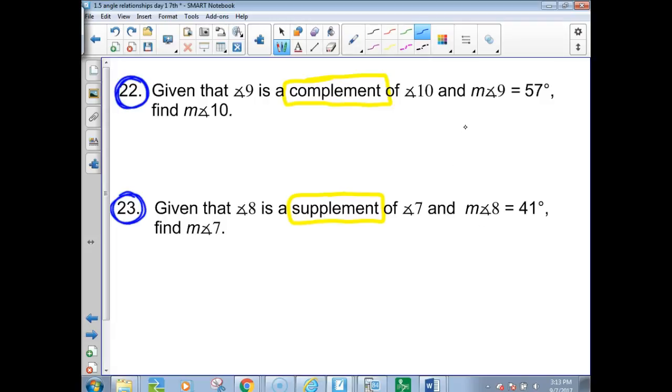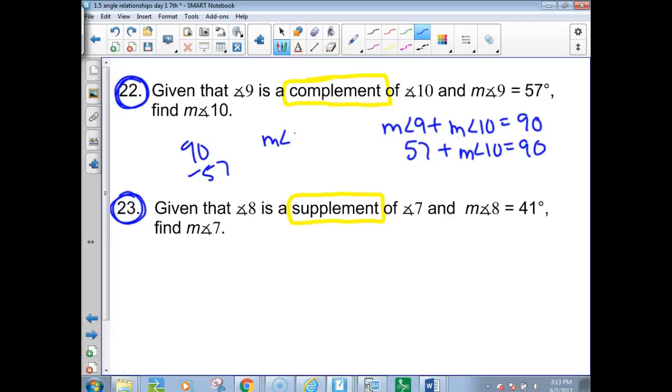Okay? So what I'm trying to say is, the measure of angle, you don't have to write all this out to do the problem. They add up to 90. You put in 57 and you subtract to get the measure of angle 10. So I'm saying you don't need to write all this equation. You just need to go 90 minus 57 and say measure of angle 10 is 33.